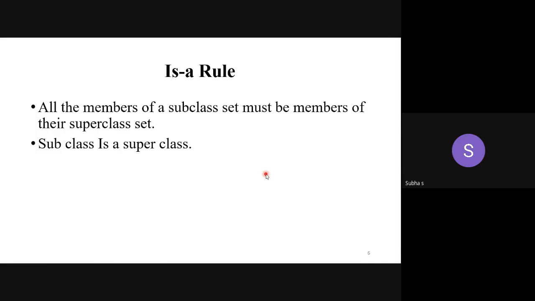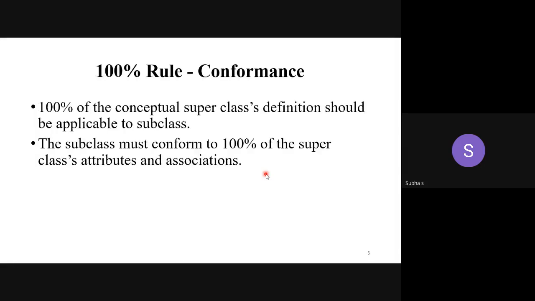Multi-level inheritance. So like that. Is a rule means a subclass is a superclass. So all the members of the subclass must be members of the superclass set also. So these are the two rules, 100% rule and then is a rule. Don't forget these rules hereafter. Just very simple thing only.